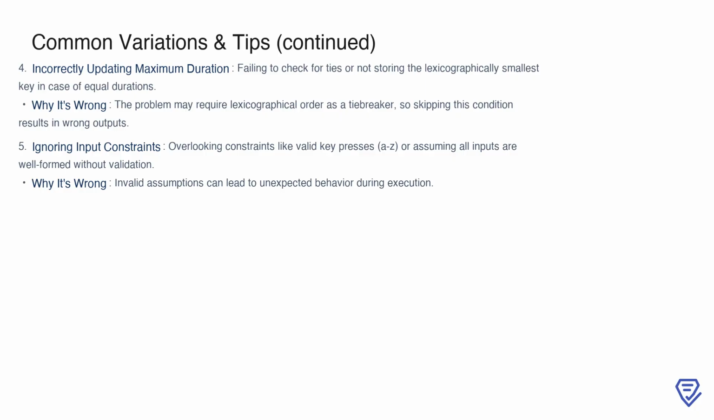It's also important to pay attention to the input constraints. For instance, the problem guarantees valid key presses between N and Z, but making assumptions about input validity without validation can still lead to unexpected behavior. Always be mindful of these constraints to ensure your solution works as intended.